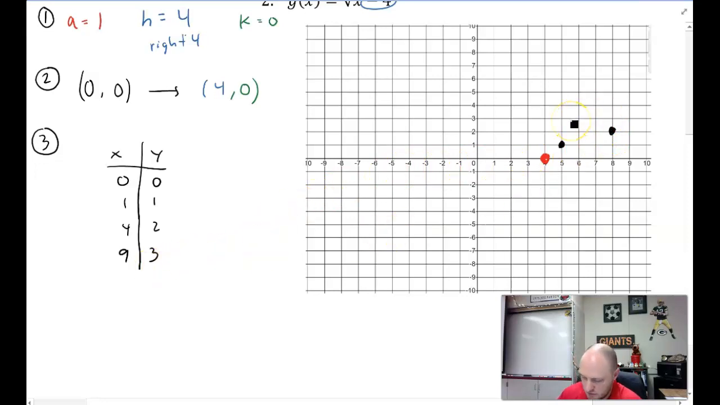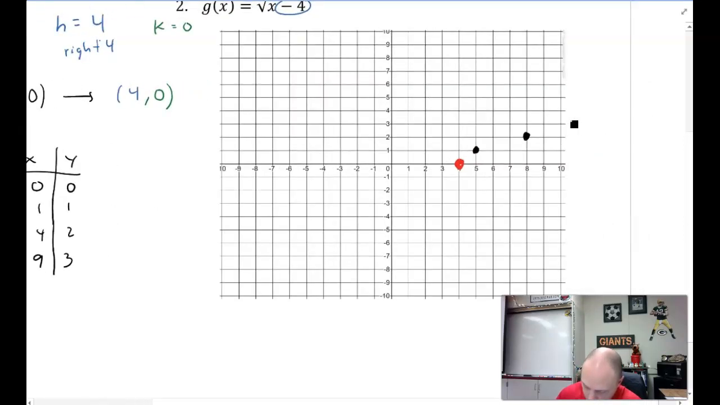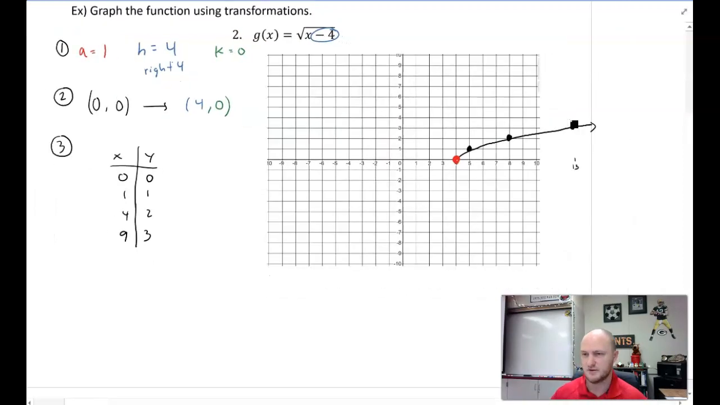And then lastly, 9, 3. So that's going to be like 13. 9 plus 4 is 13, and then up 3. If I had room, I just kind of want to show you. So maybe somewhere about there. And then lastly, draw a smooth curve through those points. And there it is. All right, that is it.